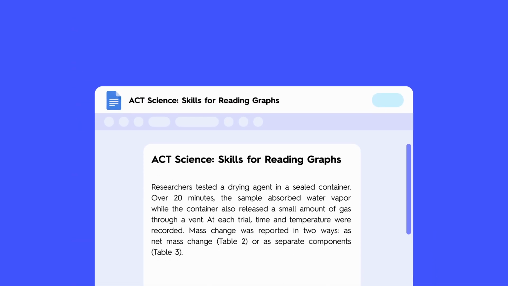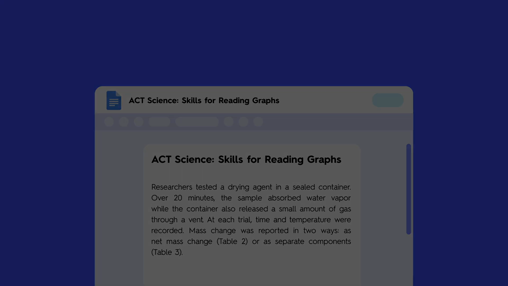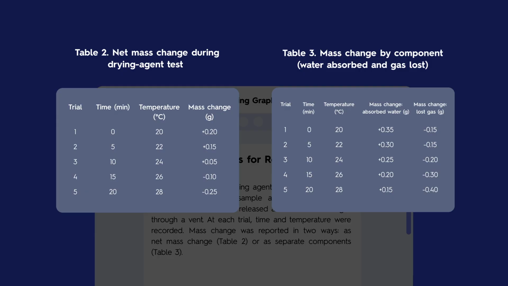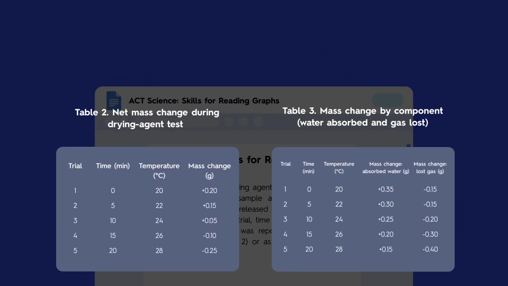Next, don't assume matching charts are structured the same way. Tables that look almost identical can organize information differently. That's why reading the column labels isn't optional. It's how you avoid answering the wrong question with the right data.